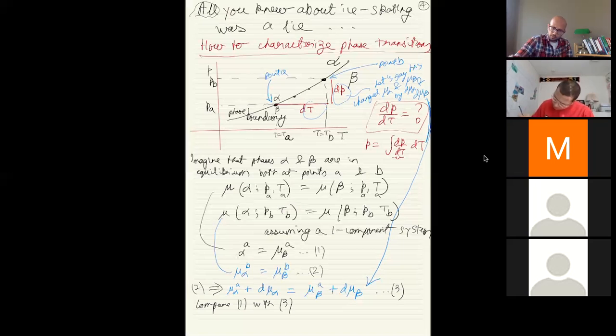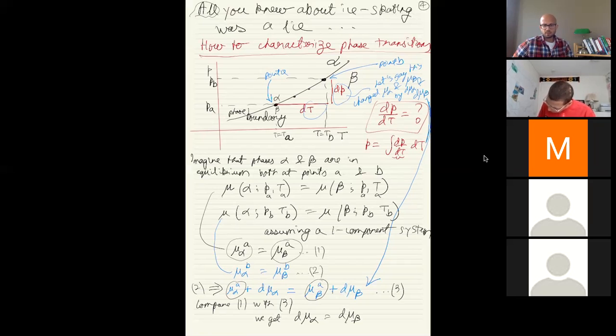One tells me that mu alpha in A is equal to mu beta in A. One tells me that this thing is the same as this thing, right? That's just written over here. Mu alpha A is equal to mu beta A because they were in equilibrium at the initial point. We get d mu alpha is equal to d mu beta. It looks like I derived it mathematically, but I wrote down something very simple.